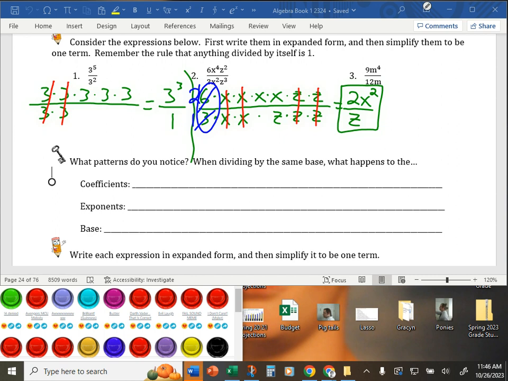So do the third one. Write it out in expanded form. And then we'll simplify when I return.